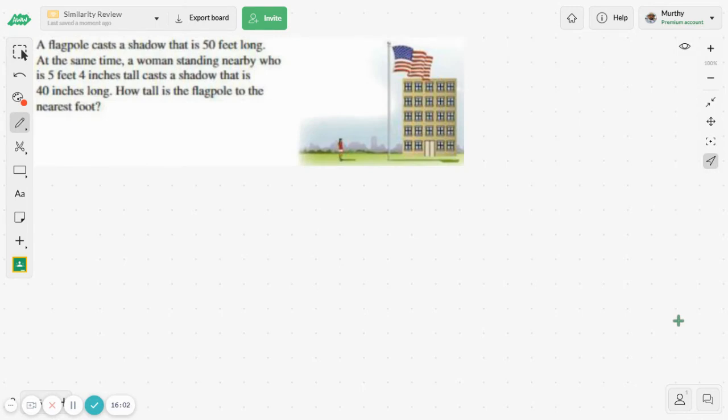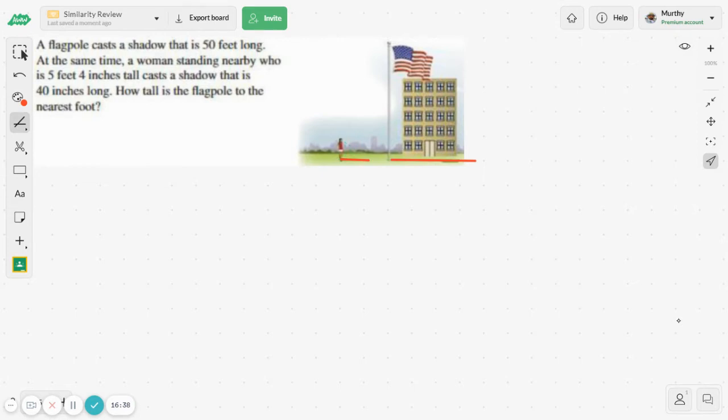This is one of the most frequently asked questions in any test. Let me read the question. A flagpole casts a shadow that is 50 feet long. Let me draw that here. Here is the flagpole casting a shadow 50 feet long. At the same time, a woman standing nearby who is 5 feet 4 inches tall casts a shadow that is 40 inches long. Let me draw this one here.